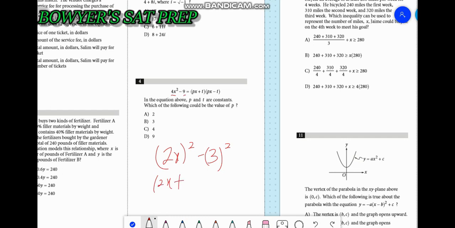So 2x plus 3, then we have 2x minus 3, right? So it corresponds to what? px plus t, px minus t. So it means therefore p is what? So our answer is what? Right, so our answer is A as we chose, right? So let's move on to the next question.